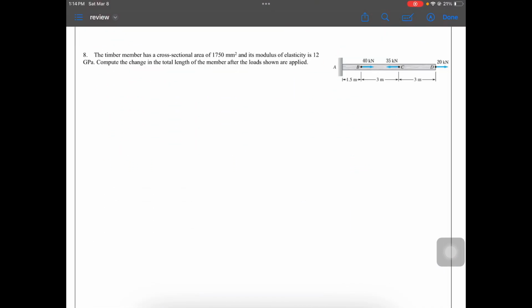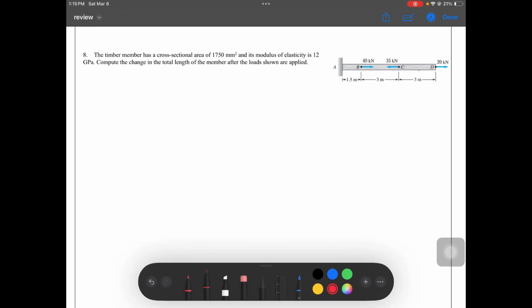So, timber, problem number 8. The timber member has a cross-sectional area of 1750 mm squared. Its modulus of elasticity is 12 GPa. Compute the change in the total length of the member after the loads shown are applied. So, when we see this, section, automatic yan. Section ka doon, then next, section ka dito. After that, section ka dito.